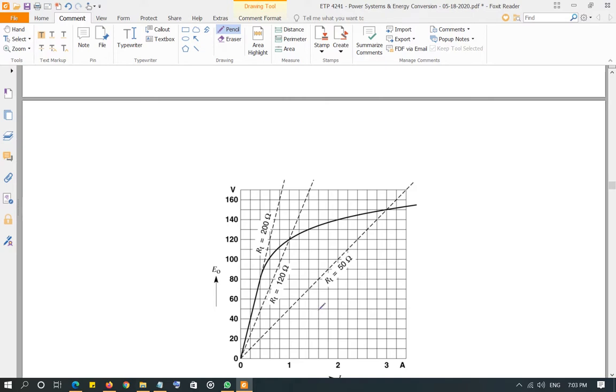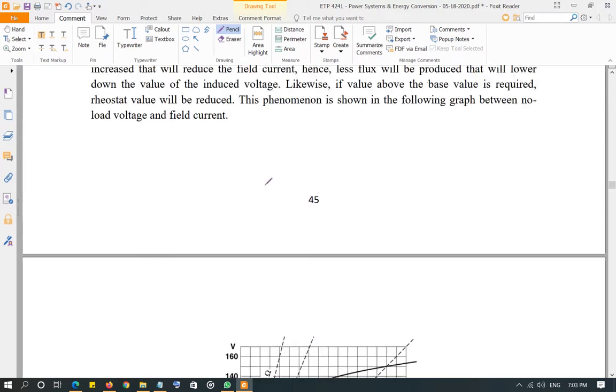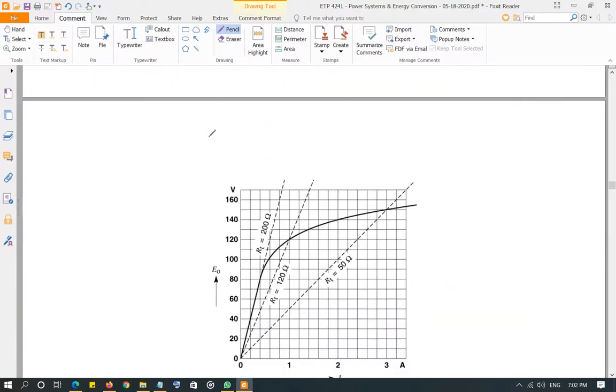And if you want to decrease the value of voltage, then of course you're going to increase the value of resistor. Now you cannot just keep increasing the value of resistor, because observe this line. If you keep increasing the value of the external resistor, at some time the line that you are creating using Ohm's law is going to become parallel to this curve. And when it becomes parallel to this curve, your induced voltage is going to drop down to zero. There is no voltage that will be induced.